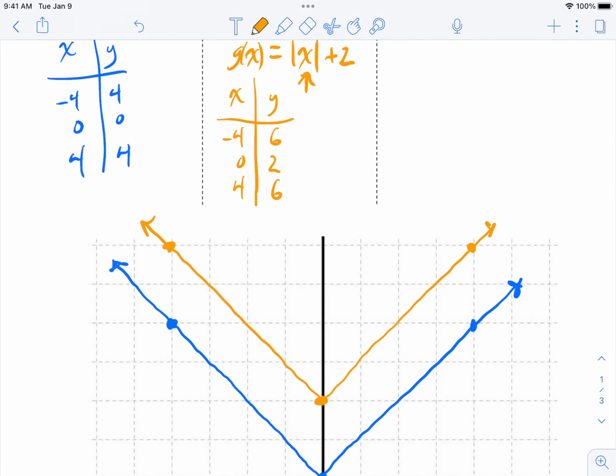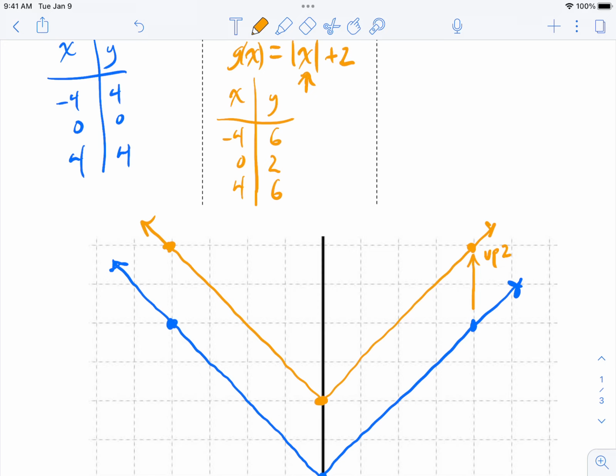How would you describe this effect? What color is that? Orange-ish? The orange-ish graph is the blue graph changed how? It looks like we took the blue graph and translated it up. Translated it. We moved it specifically in this direction. We moved it up by 2.